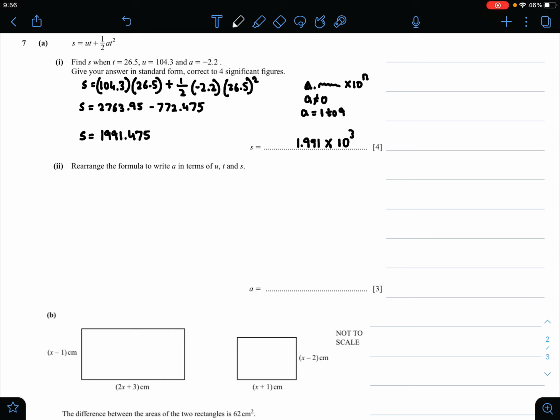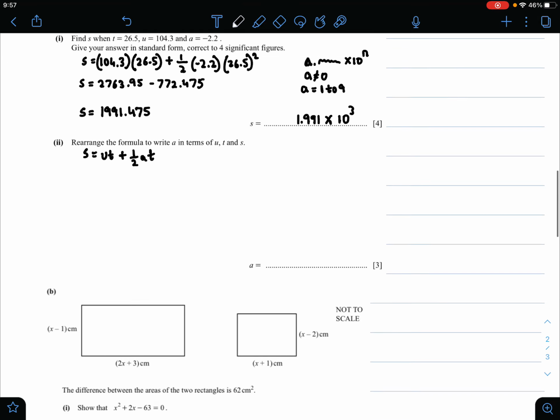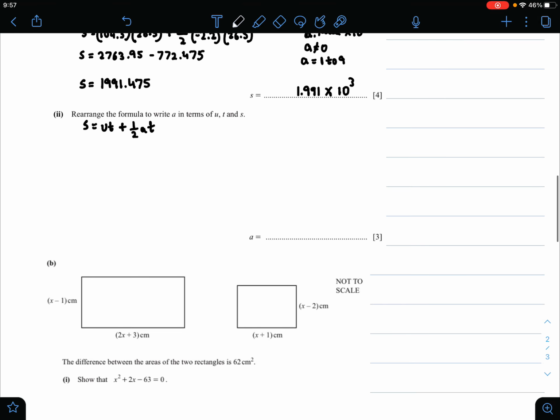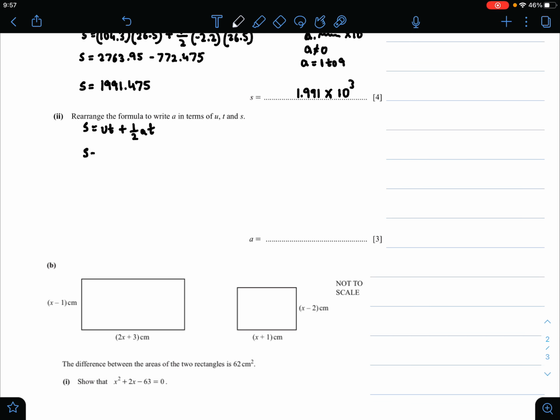Now let's move to part A2, where they are asking us to rearrange the formula to write a in terms of u, t and s. The formula is s is equal to ut plus half at square. Now we have to make a the subject of the formula. So let's take ut to the other side of the equation. So s minus ut is equal to half at square. Now we can take half to the other side, and it will become multiplied by 2. So 2 times s minus ut is equal to at square.